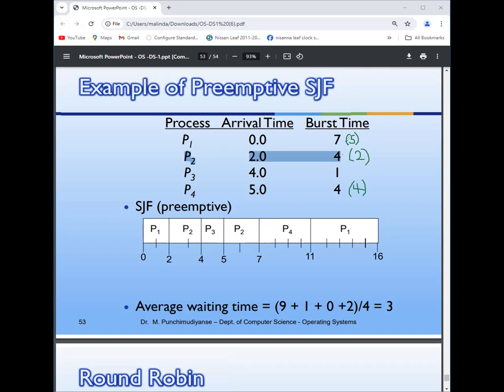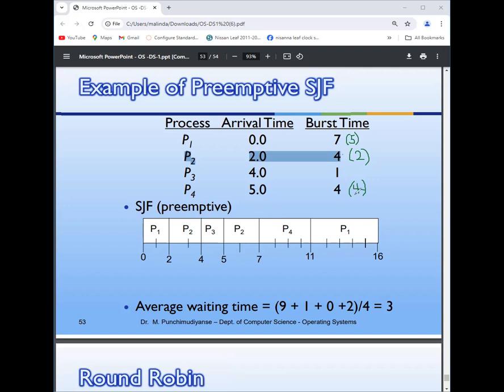Then after that, we check again the queue. P4 has 4 milliseconds, P1 has 5 milliseconds. Therefore, we allow at 7 P4 to run because of 4 milliseconds of remaining time. So 7 to 11, P4 runs. At the end, 5 milliseconds of P1's work is remaining. So that is the only one remaining in the queue. So because of that, we allow P1 to run at the last.